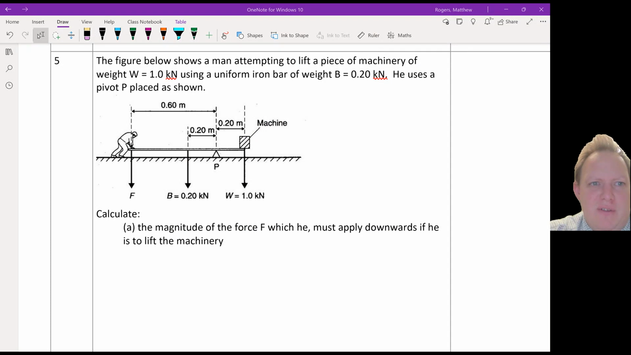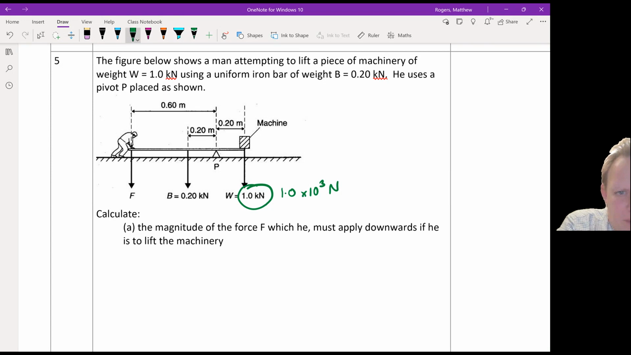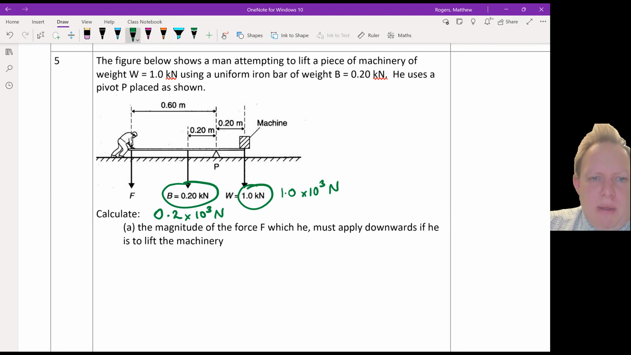Attempting to lift a piece of machinery of weight W equals 1 kilonewton. As I always say, if you get numbers that have powers in them, it's always worth highlighting it and probably correcting the power when you get to it. So 1 times 10 to the 3 newtons, using a uniform iron bar of weight 0.2 kilonewtons. We're probably all okay to convert this to 200, but just to avoid making the mistake of not converting it to 200, let's write it in with the power of 10.